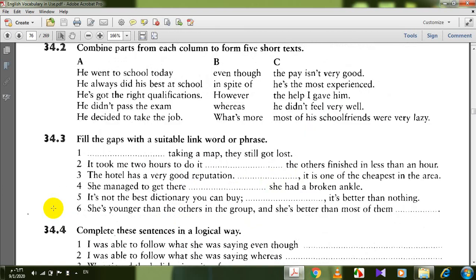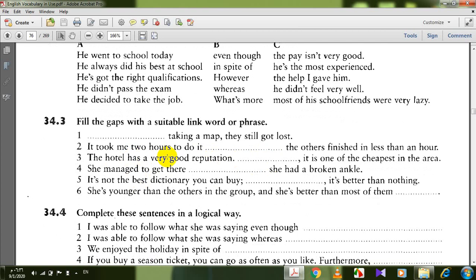Fill the gaps with a suitable link word or phrase. Taking a map, they still got lost. Although they took the map, or although they had taken the map, both are possible. But here, because of taking, we need to use despite or in spite of: despite taking the map, they still got lost.